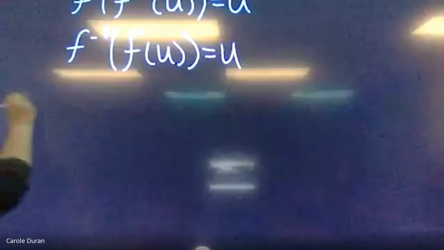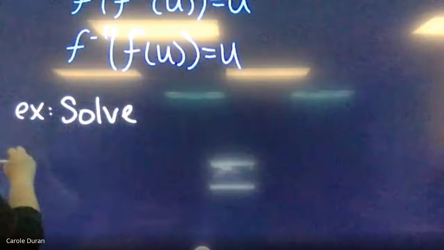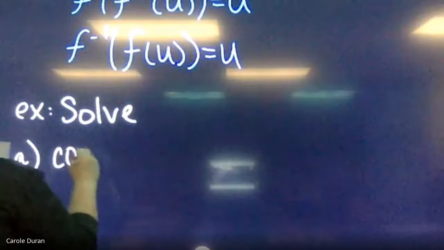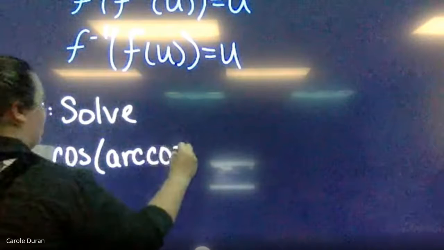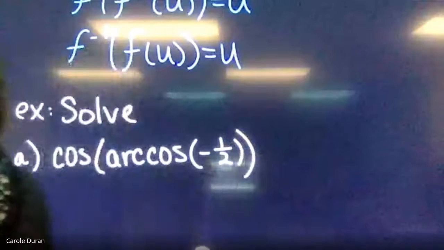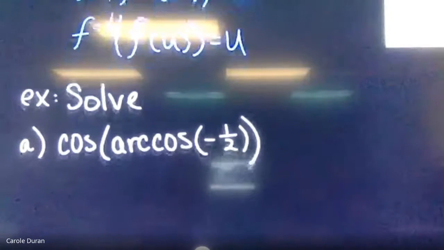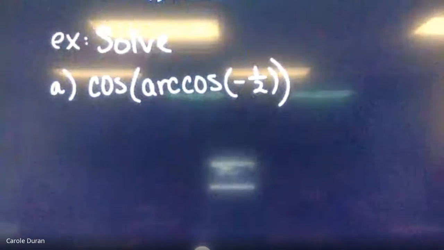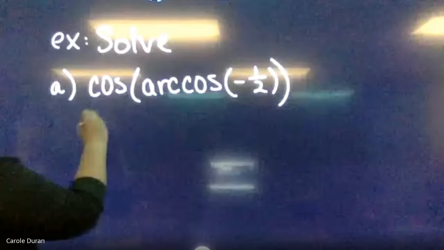The first example I would like to look at is to solve cosine of arc cosine of -1/2. We wrote down our original inverse trig functions. Arc cosine is the same as cosine inverse, so this could also be written this way.